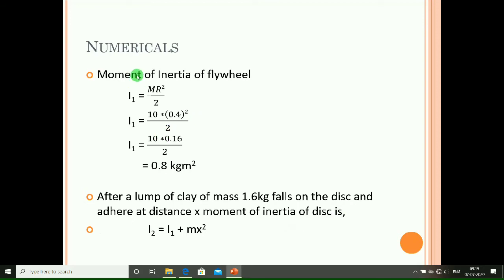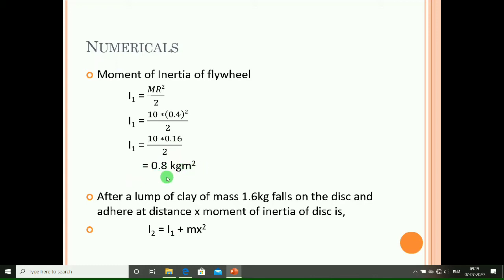So first you will write the moment of inertia of the flywheel. So I1 equal to M R square by 2. When the axis is passing through the center and perpendicular to the plane of the disc, the formula will be M R square by 2. So we are using this formula. So 10, R is 0.4, so the square of that divided by 2. So 10, 0.4 square will be 0.16, divided by 2. If you divide 0.16 by 2, you will get 0.08, multiplied by 10, you will get 0.8 kilogram meter square.